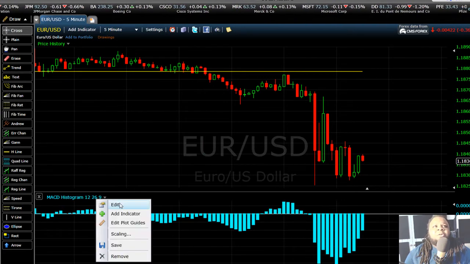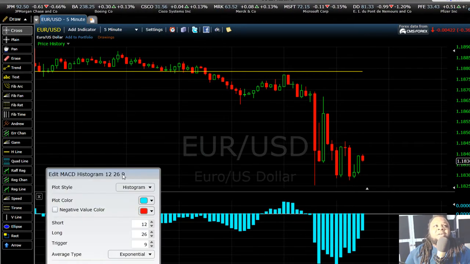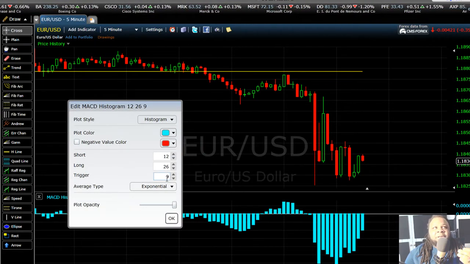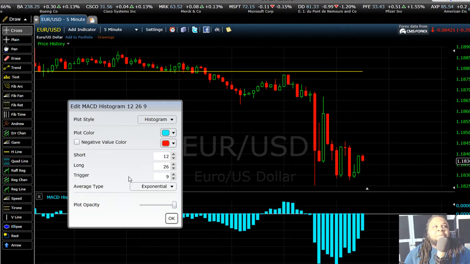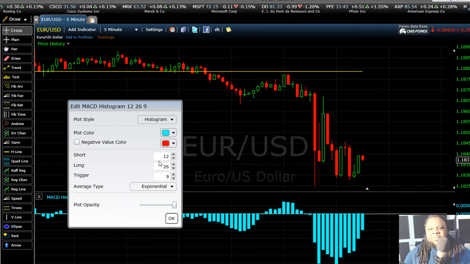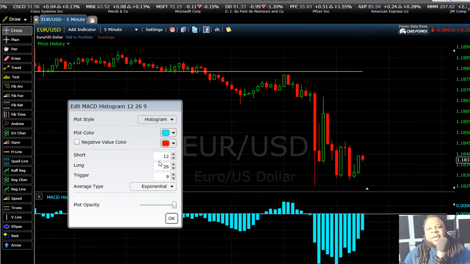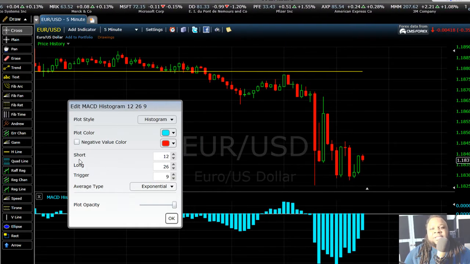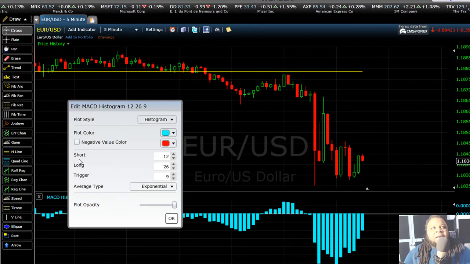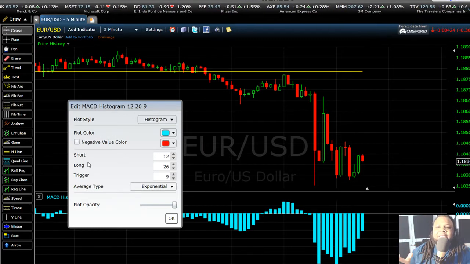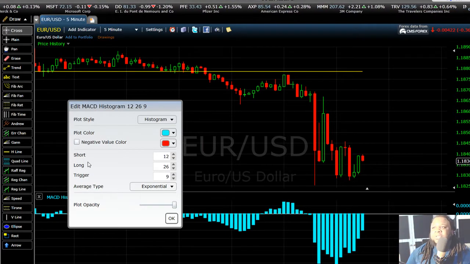Now when you come over here, these values you see are short, long, and this is the trigger. This is supposed to be just a signal trigger, whatever it may be. But these are two exponential moving averages. They're not simple, they're exponential moving averages, or EMAs. This long is a 26 EMA, and this short is a 12 EMA. The way the MACD value is calculated is by subtracting the 12 EMA from the 26 EMA.